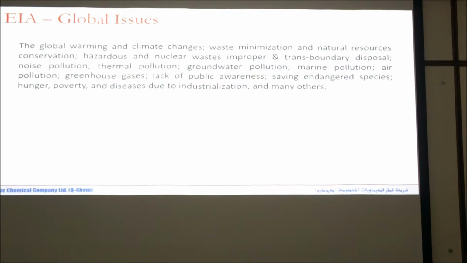When we are doing EIAs, we always keep in mind local and global environmental issues. Whether my project is going to add more problems globally or more problems locally, or maybe solve some of these problems, global or local. Global problems, you read about them in the news, and I'm sure that you have educated yourself enough about them. Global warming, climate change, waste minimization, hazardous and nuclear waste management, the transboundary movement of waste, which means the migration of waste from one country to another. All of these are international problems we face today as we speak.